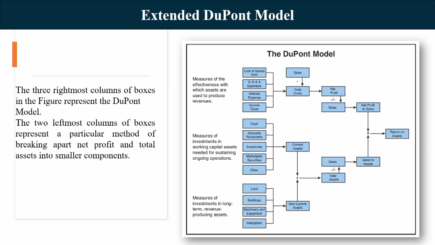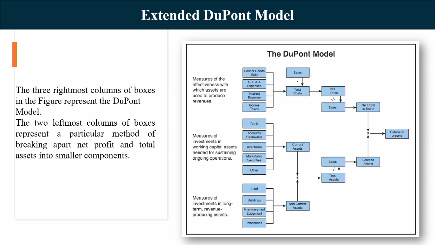The two leftmost columns of the boxes represent a particular method of breaking apart net profit and total asset into smaller components. If you look at the leftmost boxes, you can see various costs associated and various assets associated. We will look into one dimension at a time. To look into this sales versus profit ratio, there is an intermediate variable which is cost.